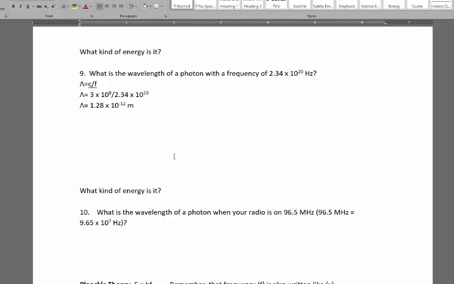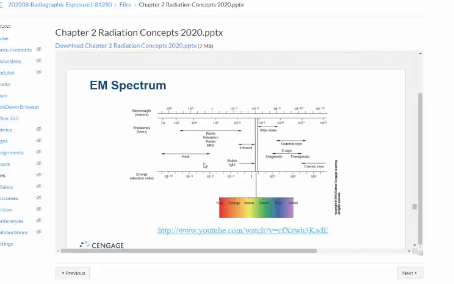Now what kind of energy is it? So let's hop back over to our electromagnetic spectrum. 10 to the -12. If you drop straight down from wavelength, okay, you hit gamma and you hit the higher end of X-rays. So you can put gamma and X-rays as your answer.